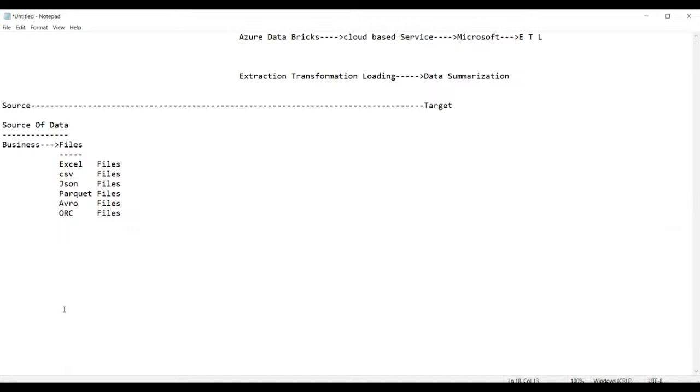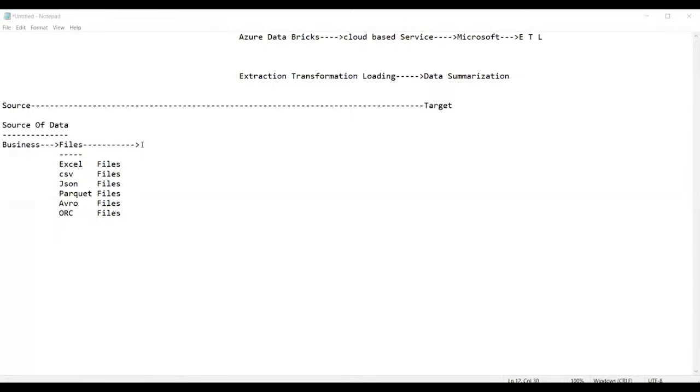Anyways, don't worry about the files. Once we get into the subject, I will explain each and every file. You don't worry now. So this is the data we get, from these files. From these files, we get the data.